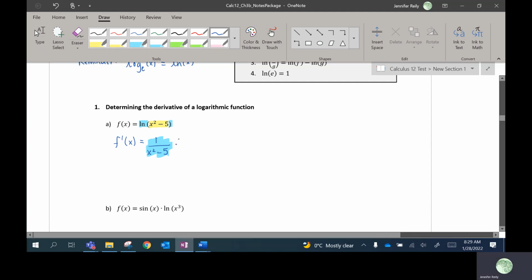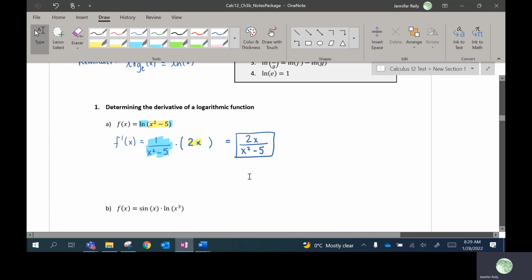Now I need the derivative of the inner part, that yellow part there. So the derivative of x squared is 2x. And the derivative of negative 5 is 0. We can write this a little bit nicer, just combine it into one fraction. There we go. So the derivative of ln of x squared minus 5 is 2x over x squared minus 5.